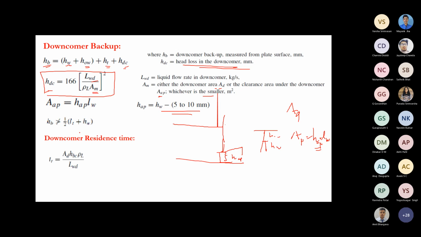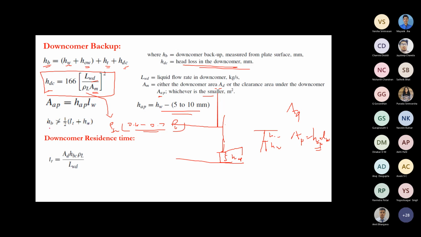Then the density of froth, ROF, you can calculate. It is 0.4 to 0.7 times the density of the liquid, ROL. Mostly they will select approximately 0.5 times the density of the liquid.